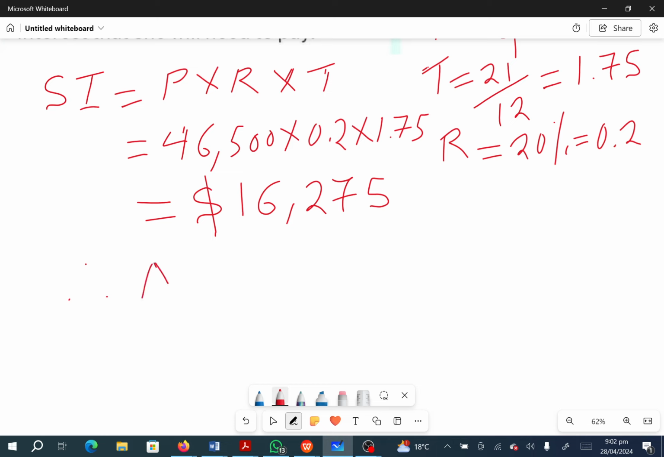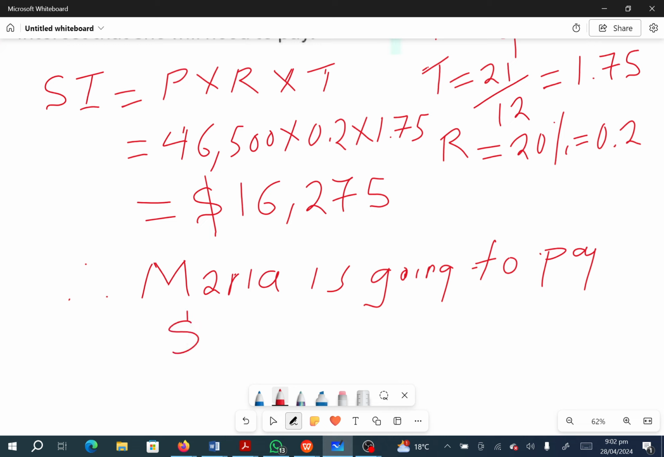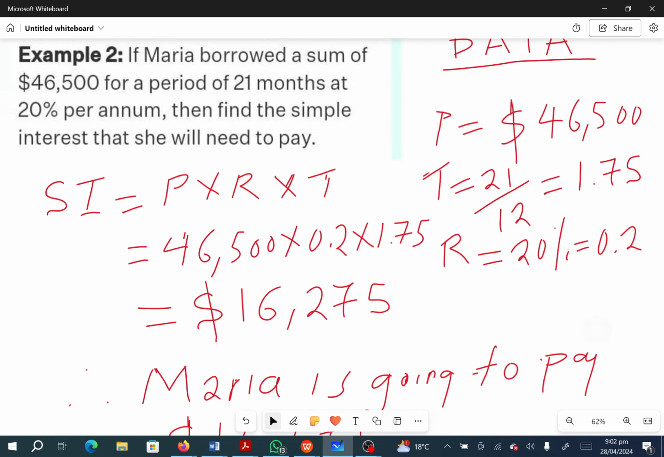So we shall now therefore say Maria is going to pay 16,275 as simple interest on the money Maria intends to borrow.